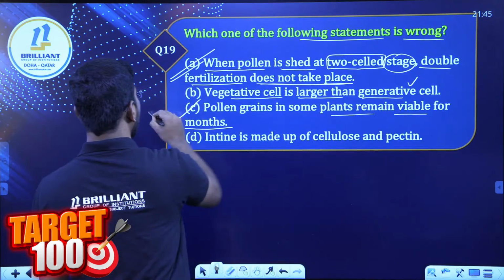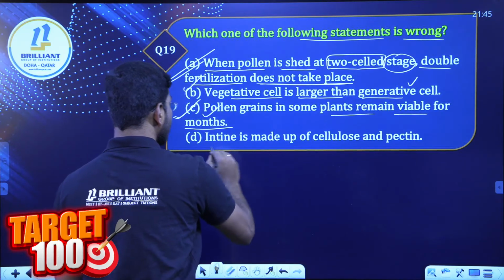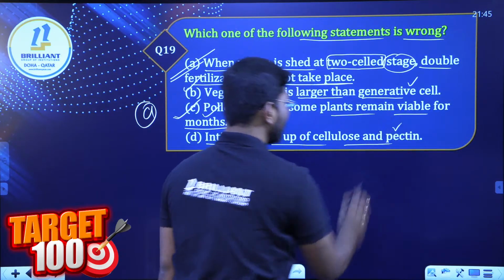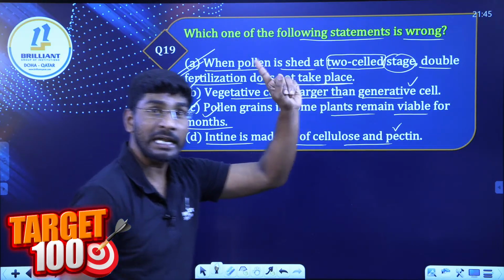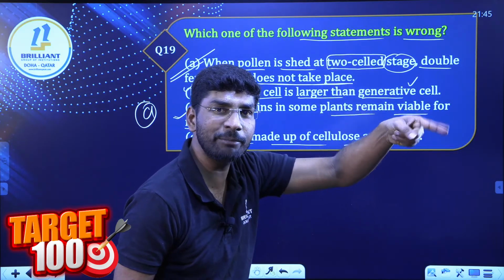So this one, option A. This statement is correct. Intine is made up of, yes, absolutely, cellulose and pectin. Exine is made up of sporopollenin. Intine is made up of cellulose and pectin.